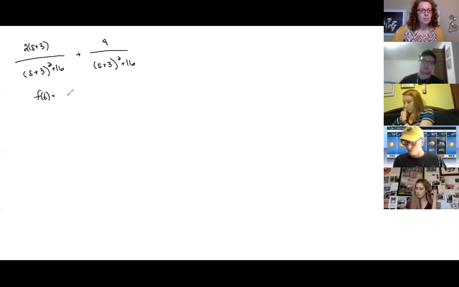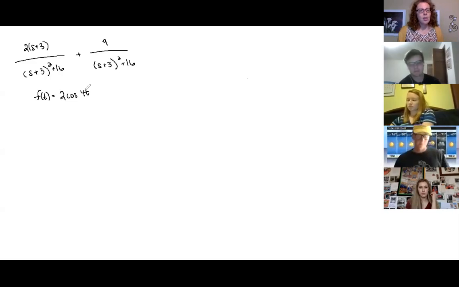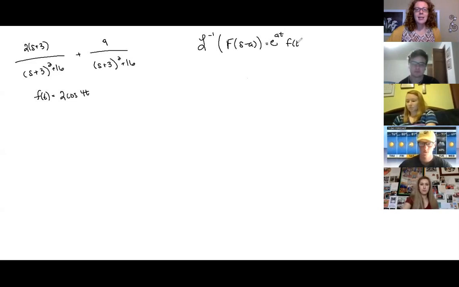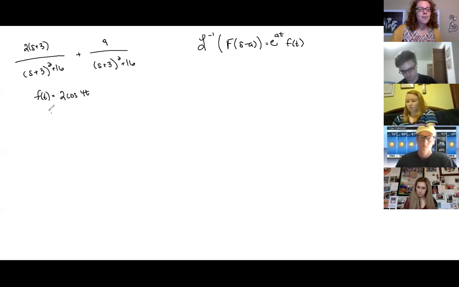2 cosine 4t. Yep, there's a 2 in the numerator, so 2 cosine of 4t. Okay, here's the rule that we're operating under in this particular example. The inverse Laplace transform of capital F of s minus a is e to the at times little f of t. So I identified my little f of t, that's 2 cosine of 4t. The other thing I need to figure out is what my a is.